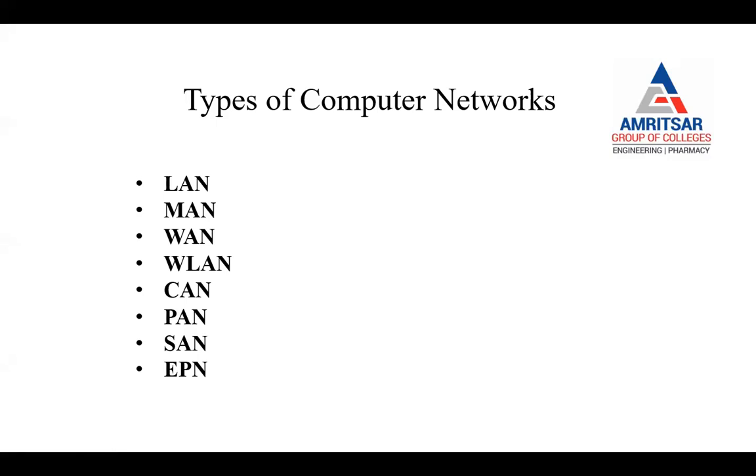PAN, that is personal area network. People are aware of that. The simplest example is Bluetooth. That is the personal area network. Next, SAN, that is storage area network, system area network, server area network. Sometimes we create a small area network, just a small network. For example, a single lab where we use one switch with 10 PCs. That is a small area network.